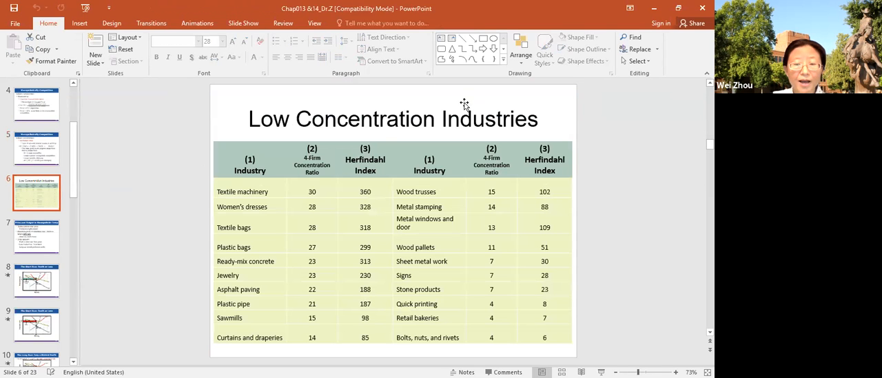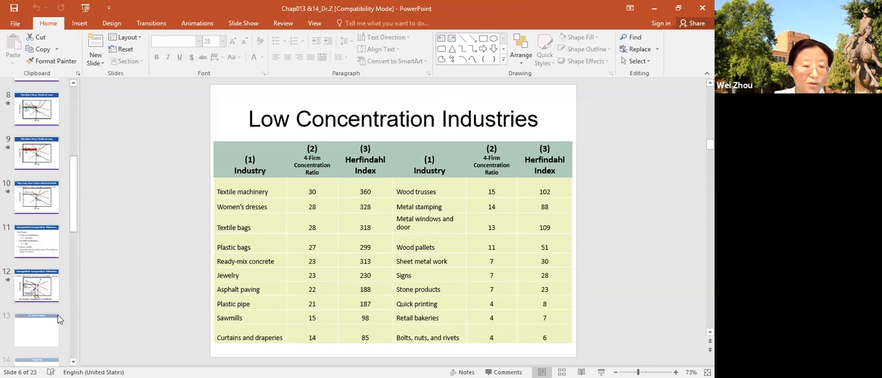We take a look at some industries with a low concentration ratio. For example, the top four firm concentration is very small, 30, and the Herfindahl index is very small, way less than 10,000. But we recognize one thing: those industries are usually pretty easy to get into. There's not too much money you need to throw into this market. For example, retail bakery, women's dress, plastic bag. So that is actually why we have a fair number of firms in this industry.